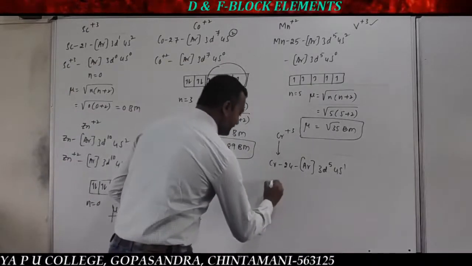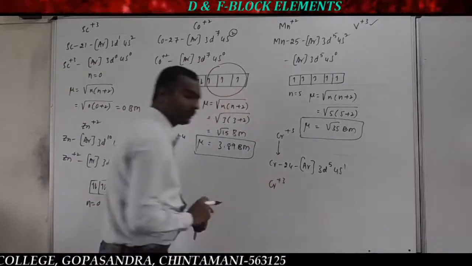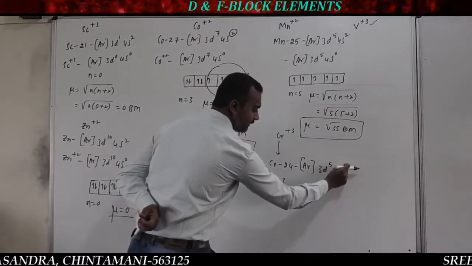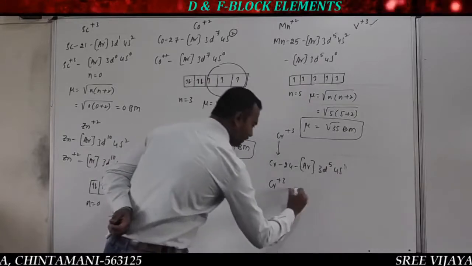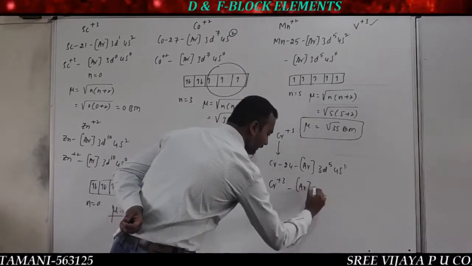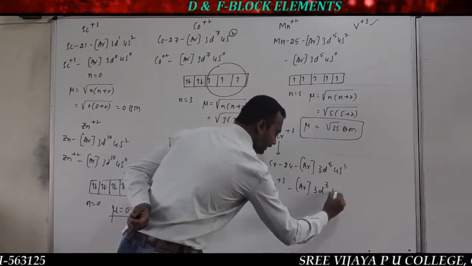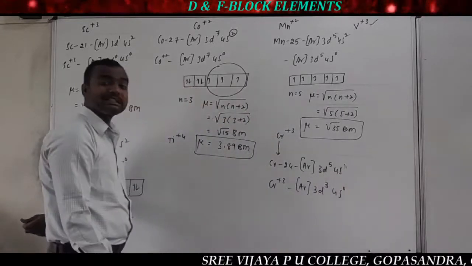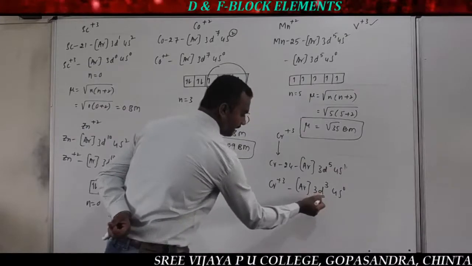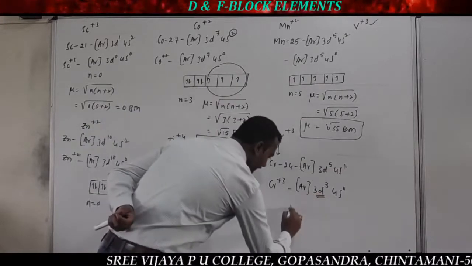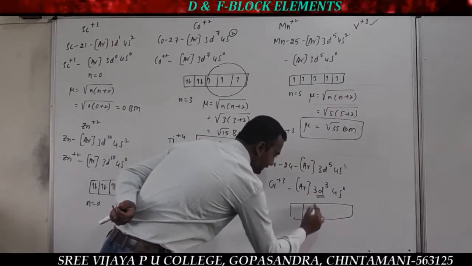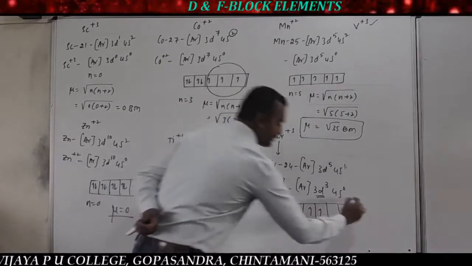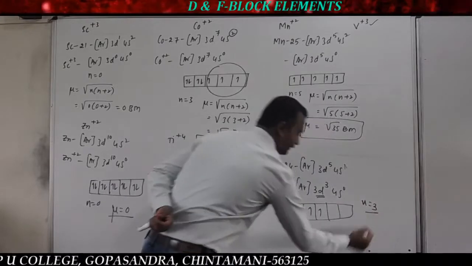So here it is chromium plus 3. From chromium plus 3 you have to remove 3 electrons. First remove from 4s, then the remaining from 3d. So the configuration that remains is argon 3d3 and 4s0. 1 electron goes from here, 2 electrons are taken from there, a total of 3 electrons removed. We get the configuration 3d3. So 3d3, again 5 d orbitals, with electrons 1, 2 and 3.